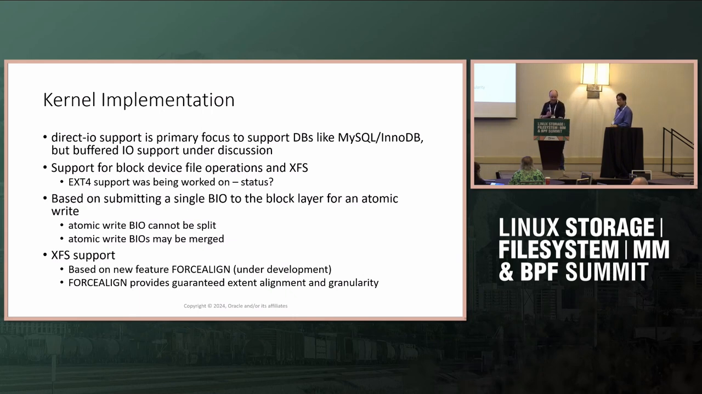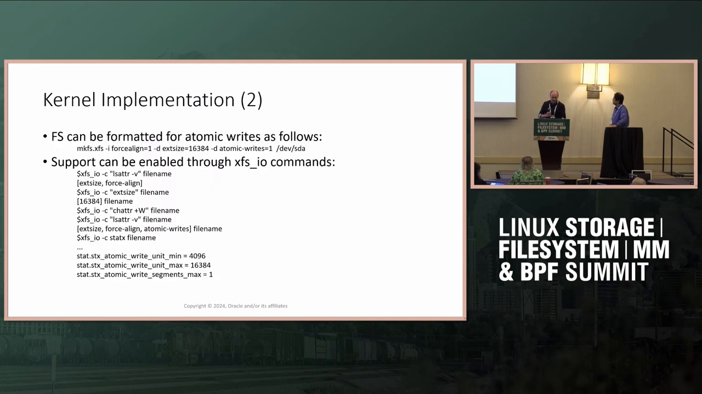So I said for XFS support, most of the work has actually been done on the force align feature to guarantee extent alignment. I think for EXT4, you can just use the big alloc. And this is just a snippet of how somebody could do that with commands. So the idea is that we can set per inode extent alignment, so we don't need to do it for the whole file system. We can just say for this particular inode, we want to do 16K atomic writes, and we can set the extent size. So we can set, for example, a 16K extent alignment requirement on an inode. The whole file system doesn't need to follow this extent alignment, which is a good advantage.